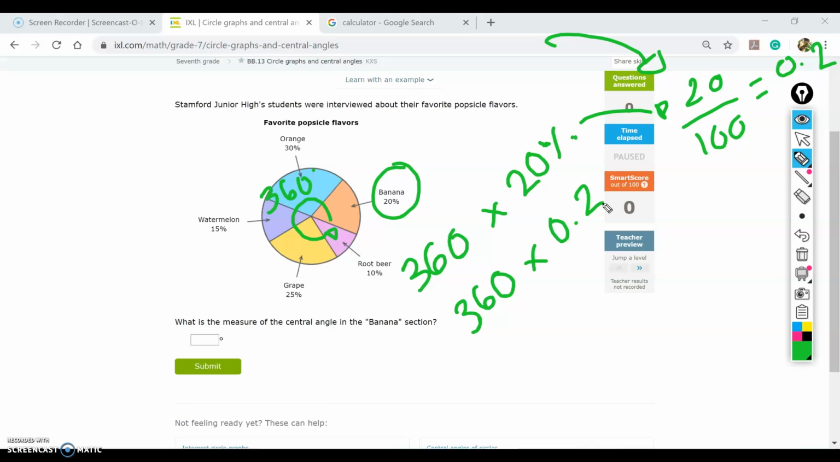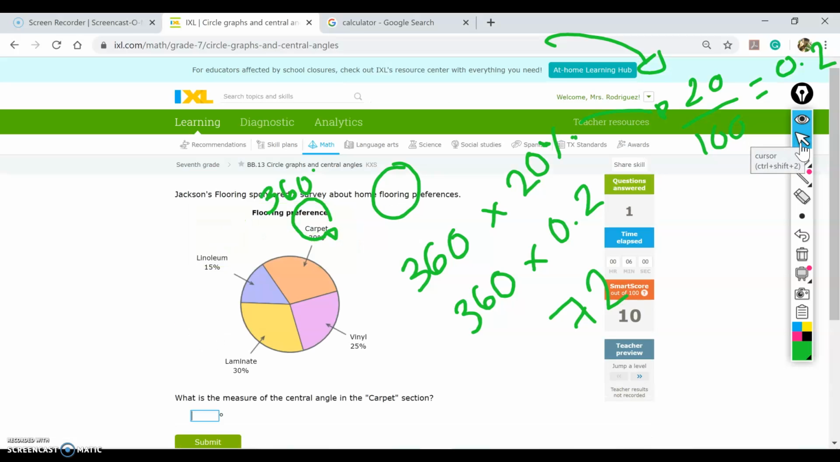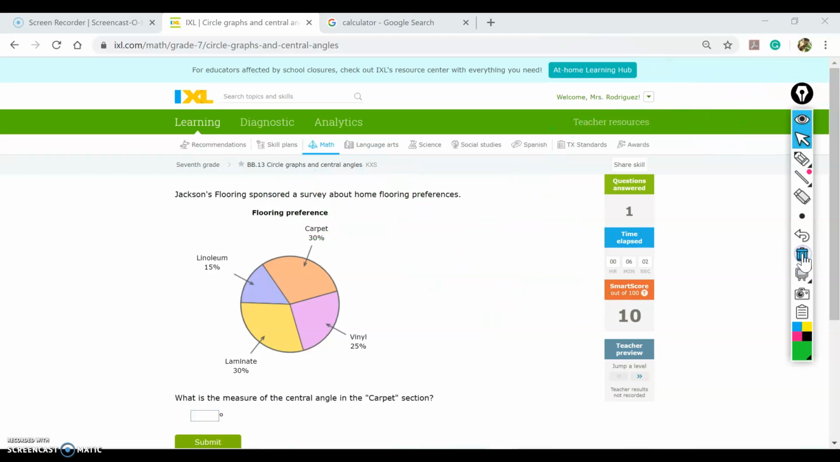Use your calculator. You can use the online calculator or whatever calculator you have, because it's a simple calculation, so you don't need a scientific calculator. If I multiply 360 times 0.2, I got 72. Now let's see if that is true. 72. And we got it correct. Now let's do this problem here.